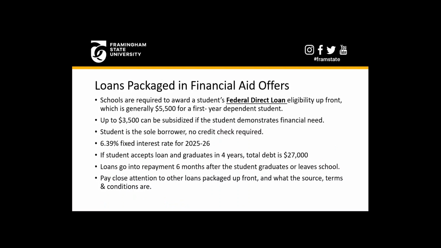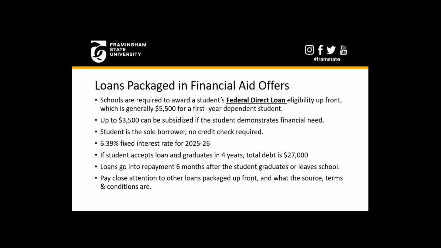Schools generally award a student's federal direct loan eligibility upfront. So you will likely notice that most, if not all, of your financial aid offers will include a $5,500 direct loan. That is the standard amount for a first-year dependent student. If you demonstrate financial need, up to $3,500 of that may be subsidized. And the student is the sole borrower of this loan. No credit check is required.